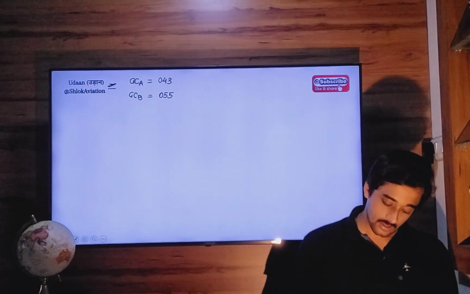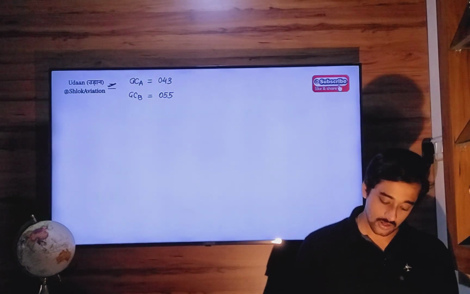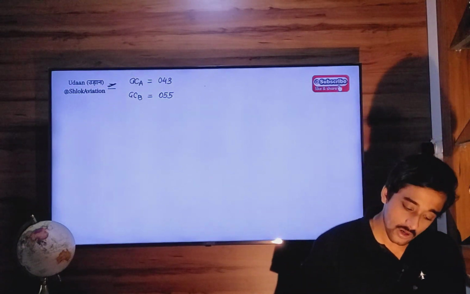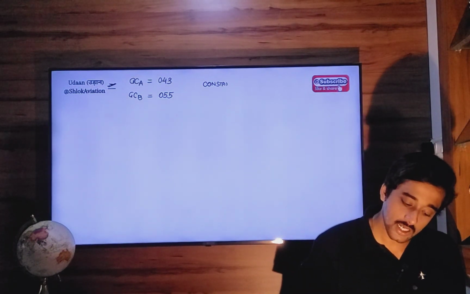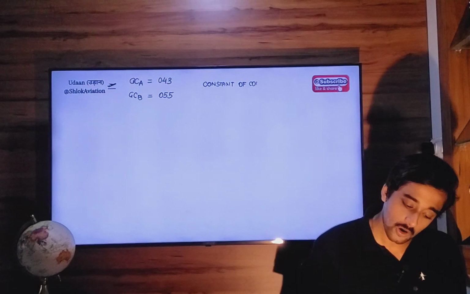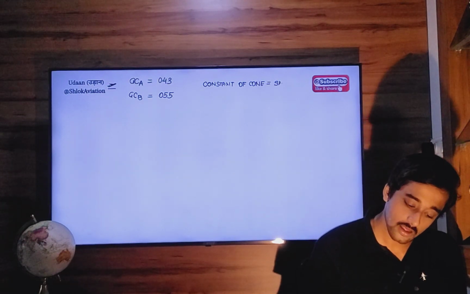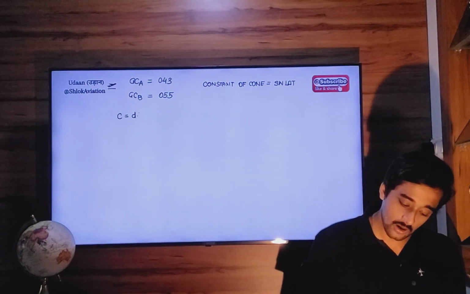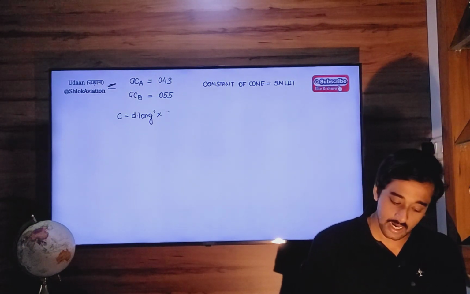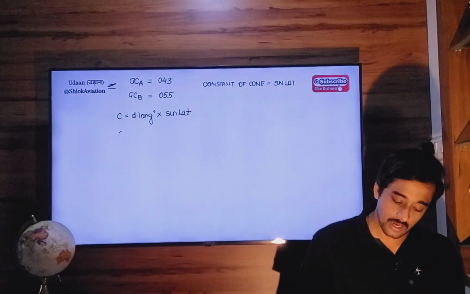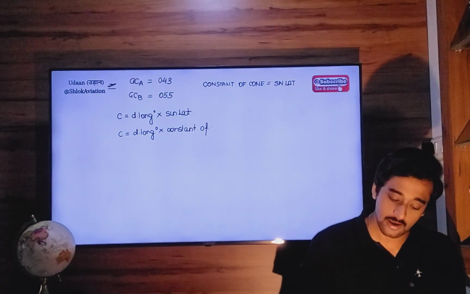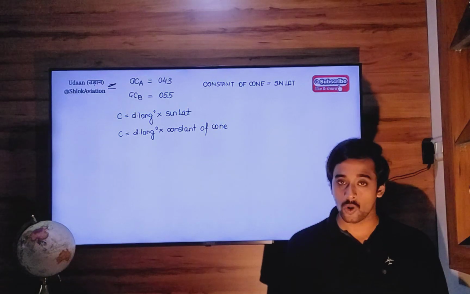Okay. So the constant of the cone is given to you as 0.75. Now the constant of the cone is nothing but sine latitude. Constant of the cone is another term for sine latitude. So use the convergency formula. Convergency is d long in terms of degree into sine latitude. We can also write this formula as d long in terms of degree into constant of cone. So in place of sine latitude, I have written constant of cone.